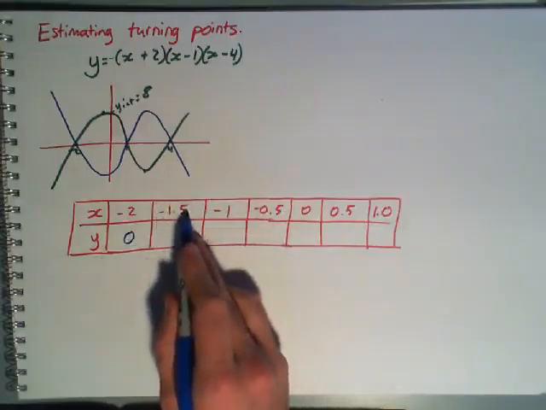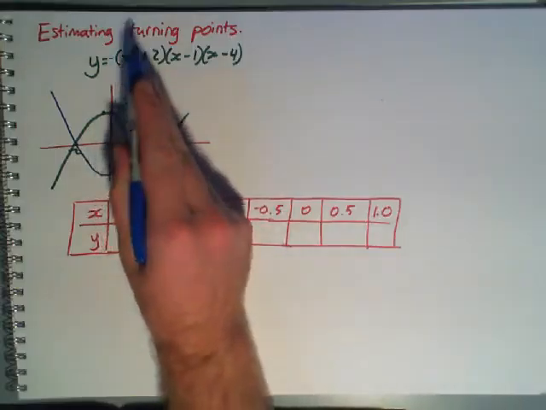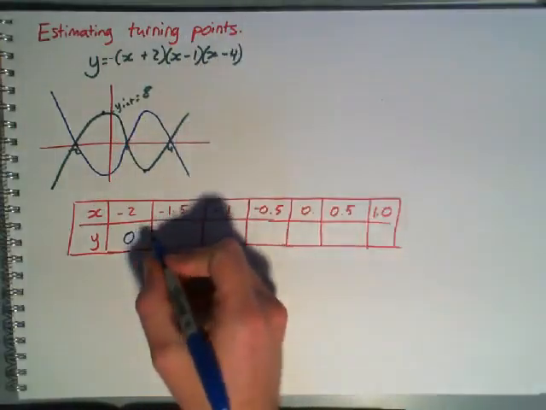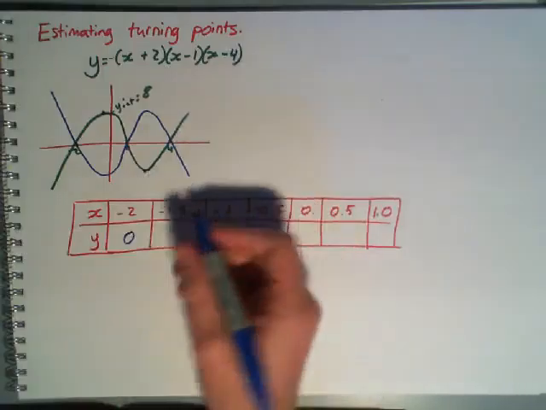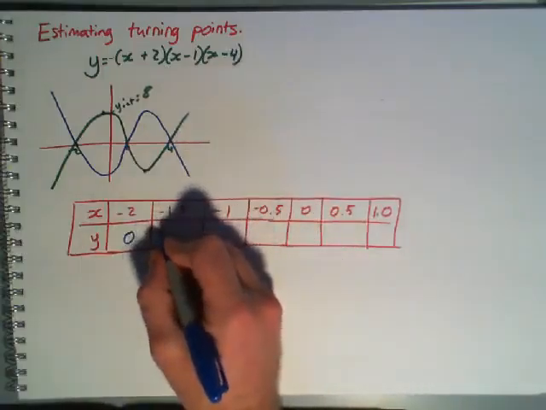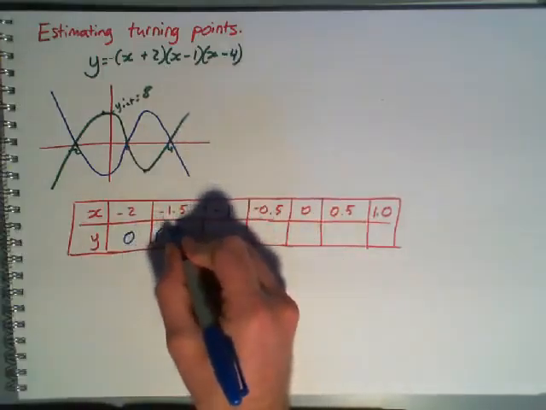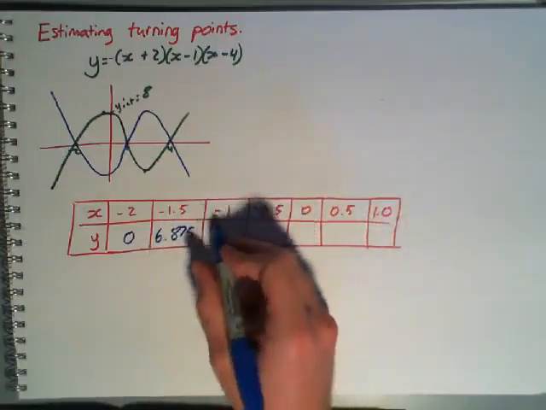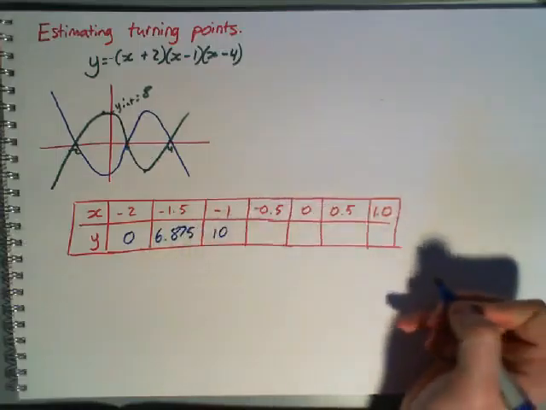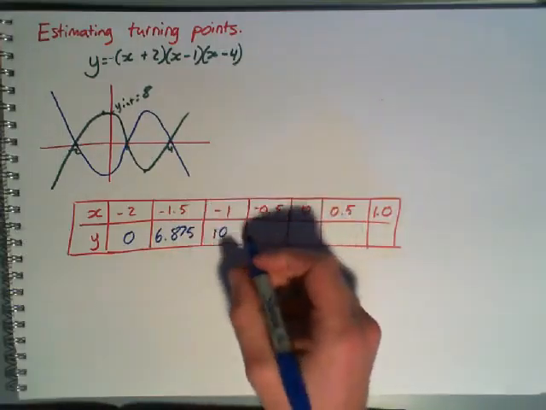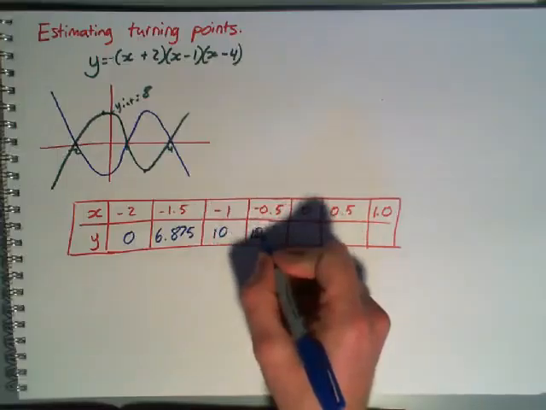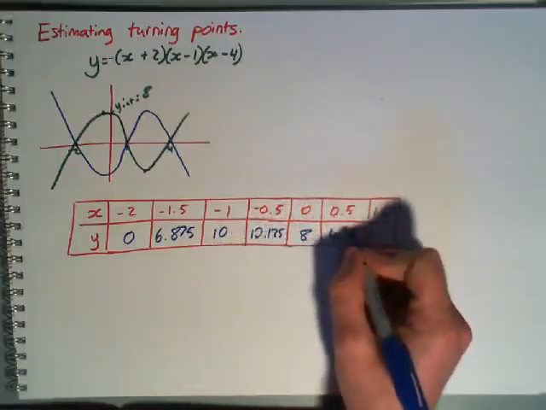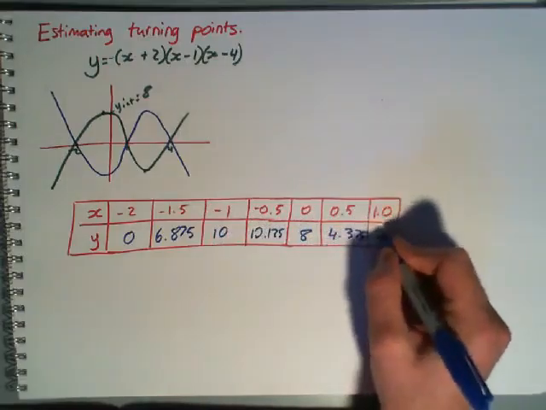Next one, x equals -1.5, so -1.5 plus 2, -1.5 take 1, -1.5 take 4. Doing that, and then you multiply them all together, you should get 6.875. Calculator might be handy there. And same thing for here, I'm just going to fill out the rest. We do the same thing, just sub that value in. So we'll get 10.125, we'll get 8 here, 4.375, and should get 0 there.